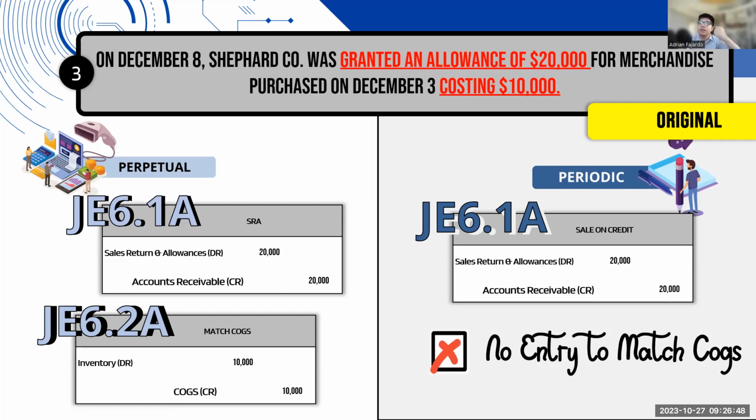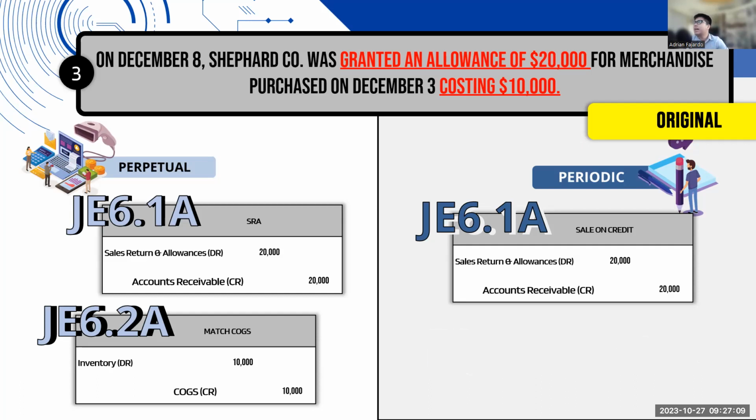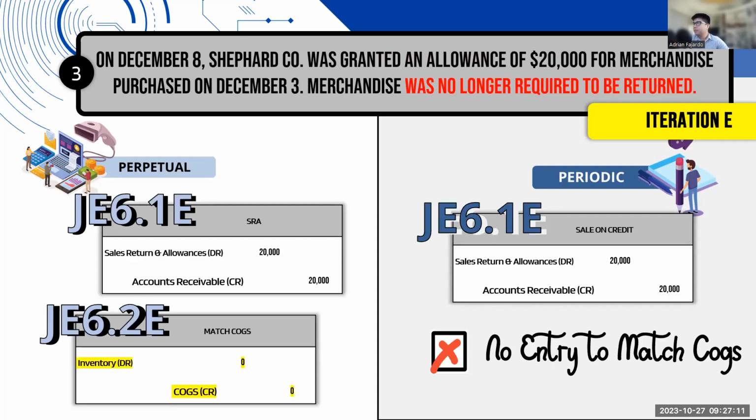Either they will, scenario 1, which is the original, they will tell you yung cost. So you use the cost. Scenario B, they'll give you your net realizable value. So you can use the net realizable value. Scenario 3 and 4 is no longer saleable yung binalik sa'yo. So the only difference is material ba siya or immaterial. And then the last scenario is hindi na siya no longer required to be returned.